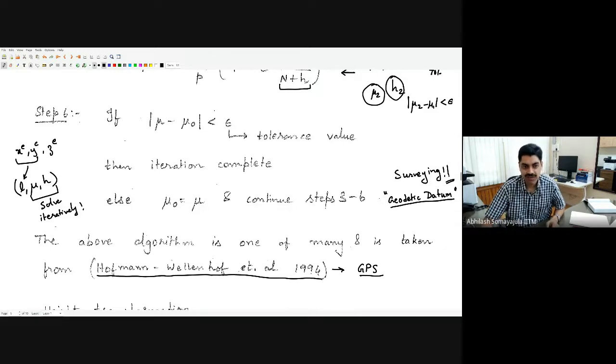Okay, so now we understand that if we are given the three coordinates of a point in the E frame, how can I express them as a latitude, longitude, and a height value? That much we have understood today.